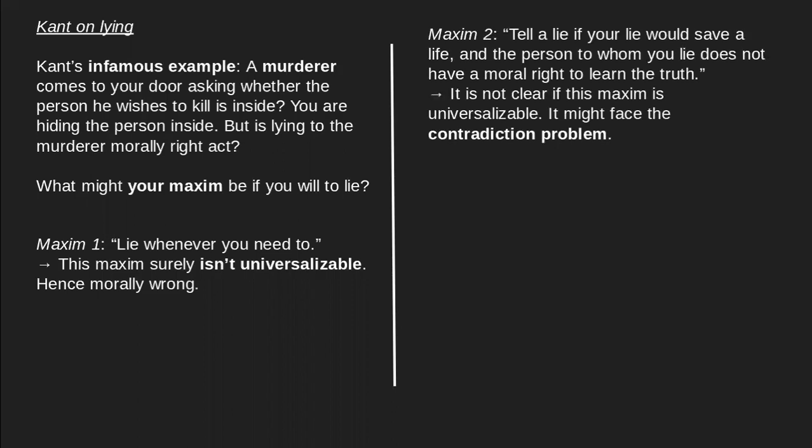How about this maxim? Tell a lie if your lie would save a life, and the person to whom you lie doesn't have a moral right to learn the truth. So it's not very clear if this maxim is universalizable. It might or might not face the contradiction problem, because it gives a lot of details, right? Your lie would save a life, and the person you are lying to, the murderer at the door, doesn't have a moral right to learn the truth. So you might have a right to lie, but it's not clear if you can universalize this principle.